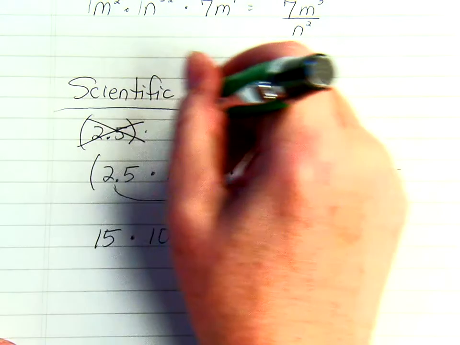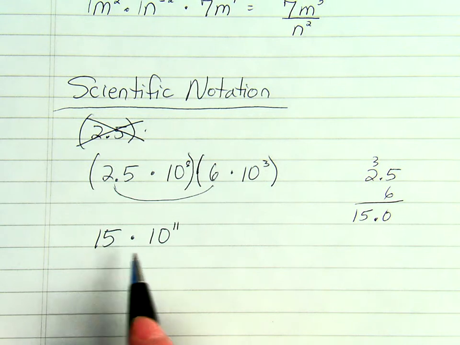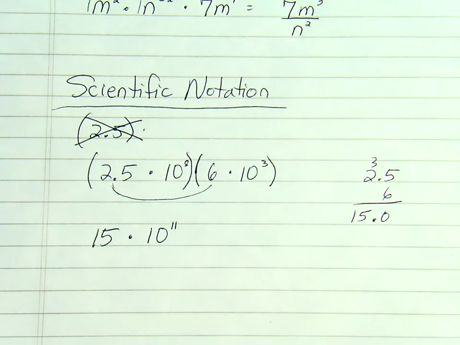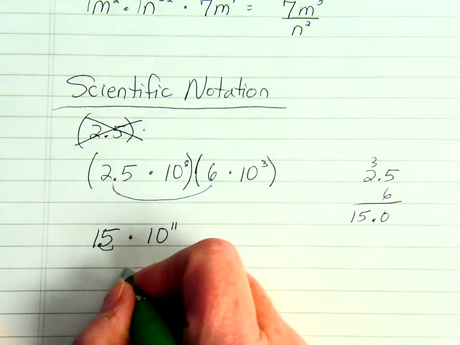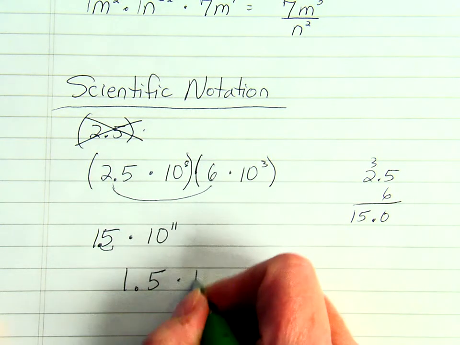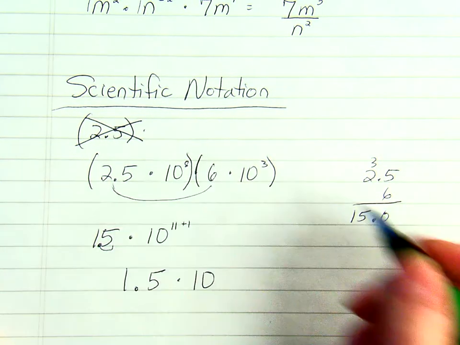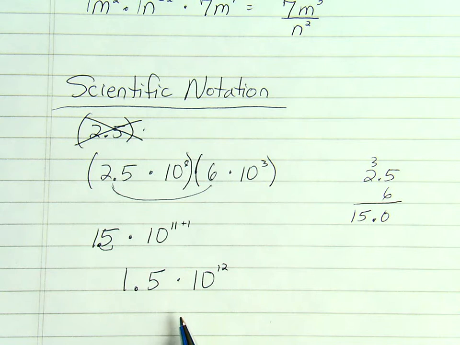Now, because I have written the words scientific notation, I know that the expectation is that my answer will be in scientific notation, which this one is not. This is a 15. 15 is not greater than or equal to 1 but less than 10. It's actually greater than 10. So I know that I've got to move this decimal point to this location to make it 1.5 times 10. And because I went 1 to the left, I need to add 1 here, and this becomes 10 to the 12th. So our answer here is 1.5 times 10 to the 12th.